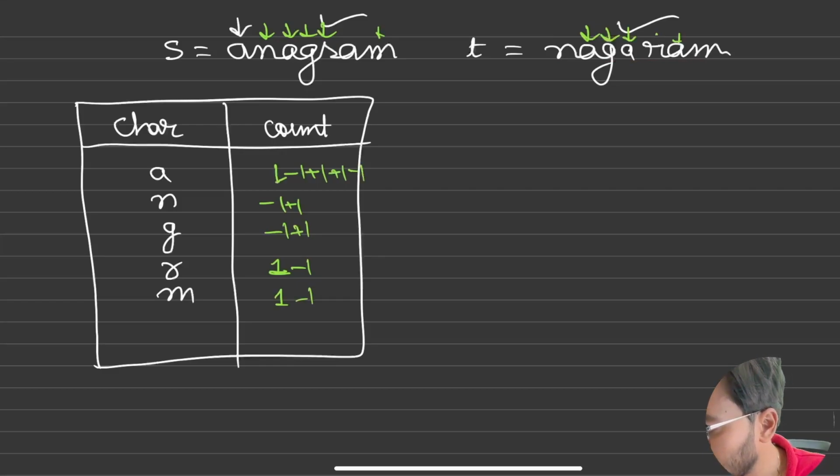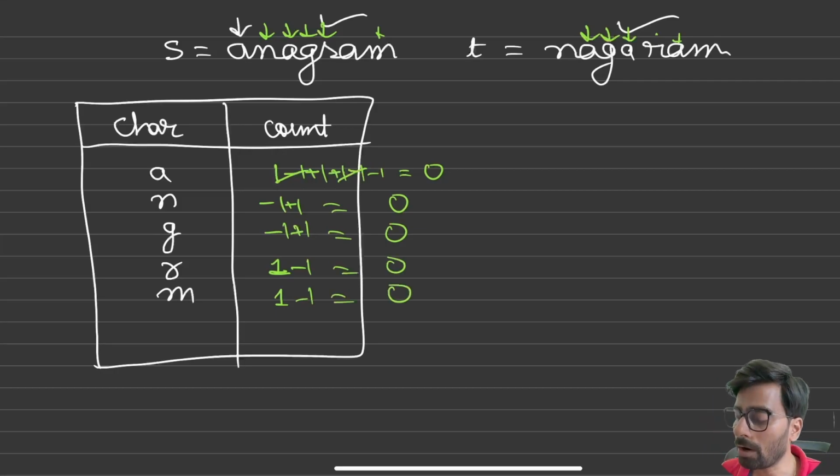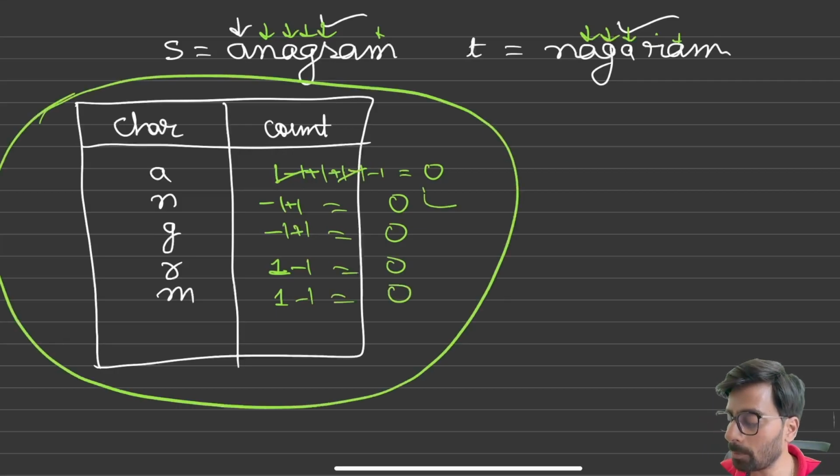So if you see, this got cancelled out, this got cancelled out. Actually, there is some mistake. All the A's would have cancelled out. This would have become 0, this should have become 0. Now I can loop through my map and see if all the values are 0. If there is any value which is not 0, that means there was some imbalance between these two strings. The characters' counts are not equal, so that means it's not an anagram.